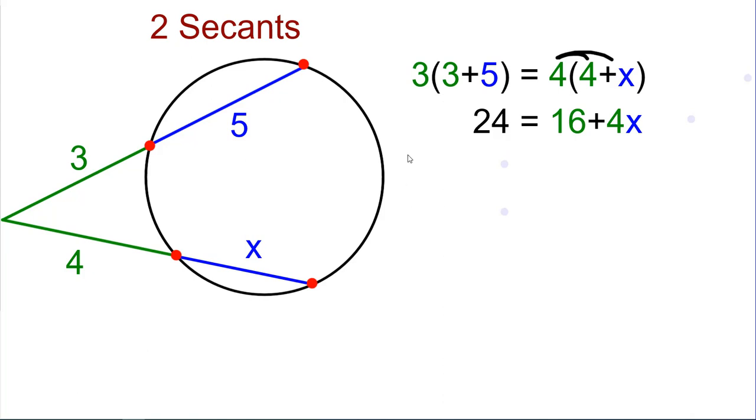Okay, so the next step would be to subtract 16 from both sides. That's going to leave us with 8 is equal to 4x. Then we divide both sides by 4, and we get x is equal to 2. So the simple formula here: we do the outside times the length of the whole thing when we add it together is equal to the outside times the length of the whole thing when we add it together.